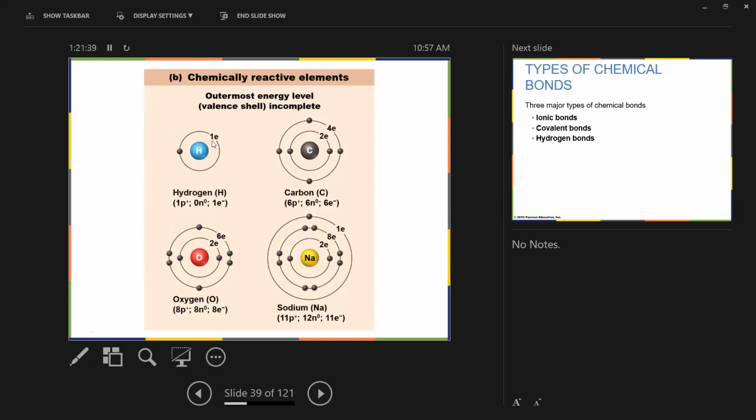Hydrogen. Valence shell is not complete. It only has 1 electron in its valence shell. It would like to have 2. Carbon has 4 electrons in its valence shell. It would like to have 4 more. Oxygen has 6 electrons. It would like to have 2 more. And sodium has 1 electron in its valence shell, and it would like to have 7 more. The valence shell is not complete. And so these atoms, hydrogen, carbon, oxygen, and nitrogen, are all very reactive because they want to get electrons into their shell to make themselves stable, to become non-reactive, to become complete. And that's what drives chemical reactions. We want to find a way to get these electrons.